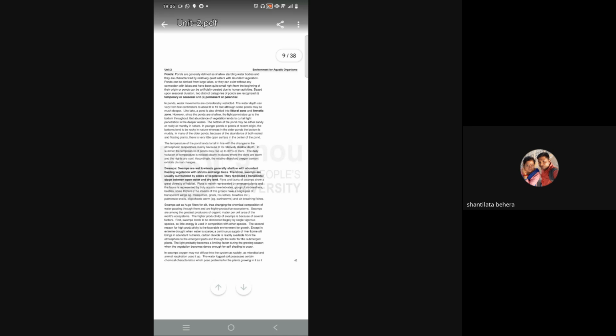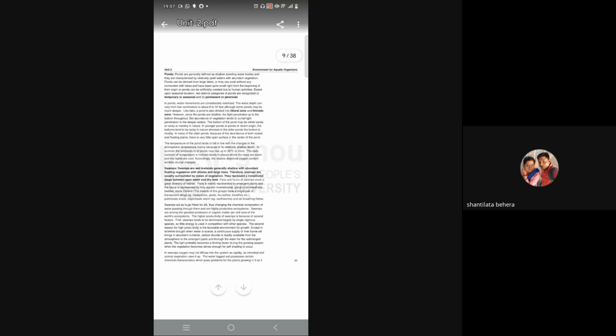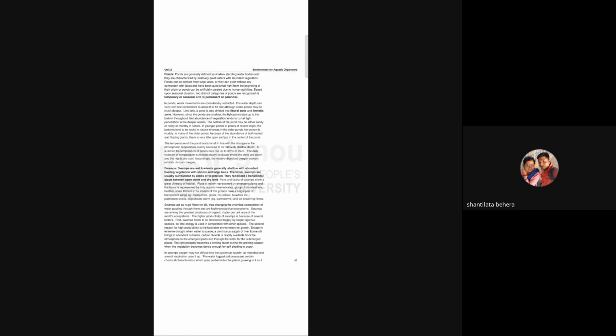These ponds are classified into two types: temporary seasonal ponds or permanent ponds. Seasonal ponds are the temporary ponds which occur temporarily. In the rainy season the pond forms, but at other times it vanishes and the pond dries up. A permanent pond, whatever the season, whether summer, winter or rainy, is present throughout the year. So there are two types of ponds, temporary and permanent.